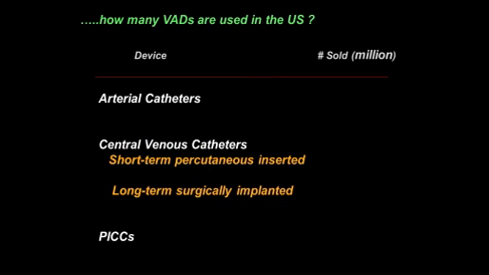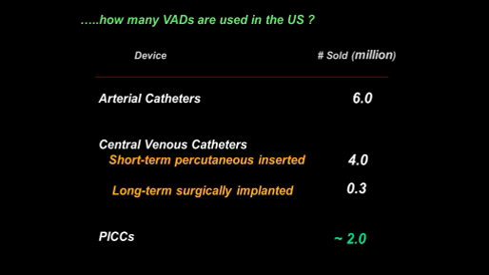How many devices do we use in the United States? Well, here's just a very quick breakdown. Arterial catheters, 6 million per year. Short-term percutaneous devices, catheters, 4 million. Long-term surgically implanted, less than you would think, at 0.3 million. And PICCs, 2 million and climbing rapidly every day.